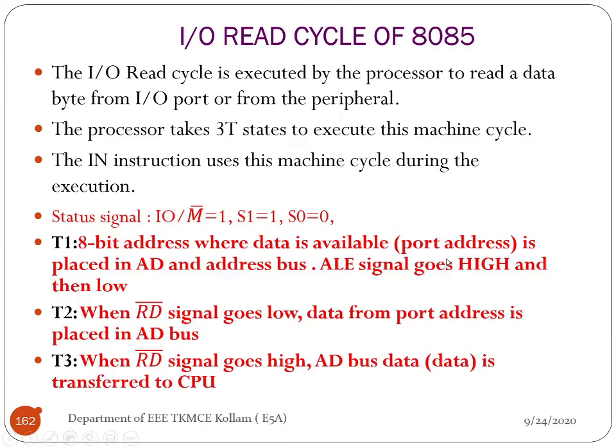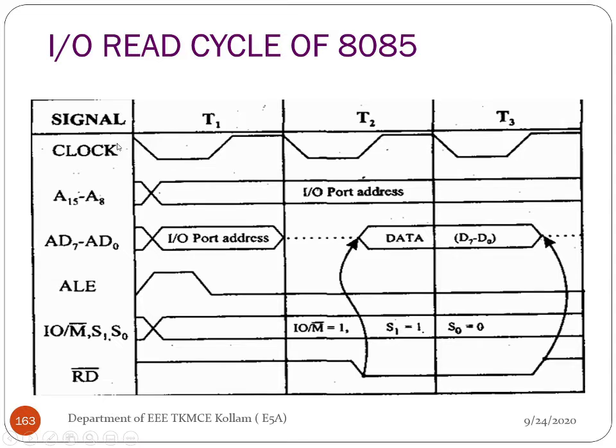Let's see the graphical representation of this operation, that is, the timing diagram corresponding to the I/O read machine cycle. Similar to the earlier case, first of all we need to draw the clock signals like this. Then, as we discussed earlier, both the address and address data bus carry the I/O port address during the first clock cycle. During the second and third clock cycles, the address bus carries the I/O port address. But in the case of the AD bus, we need to make it free during the second and third clock cycles.